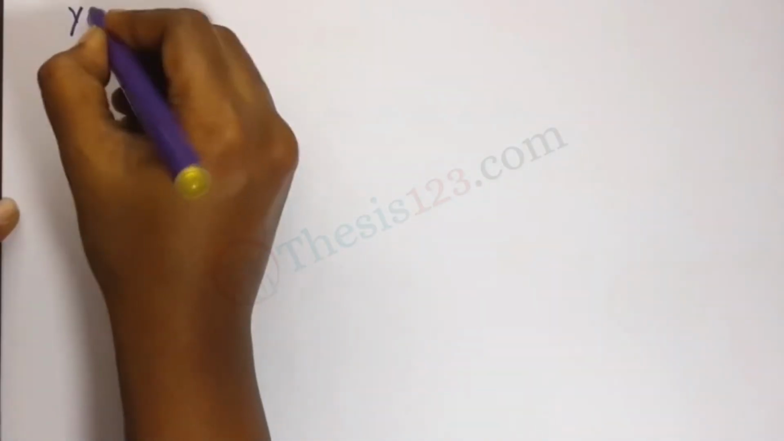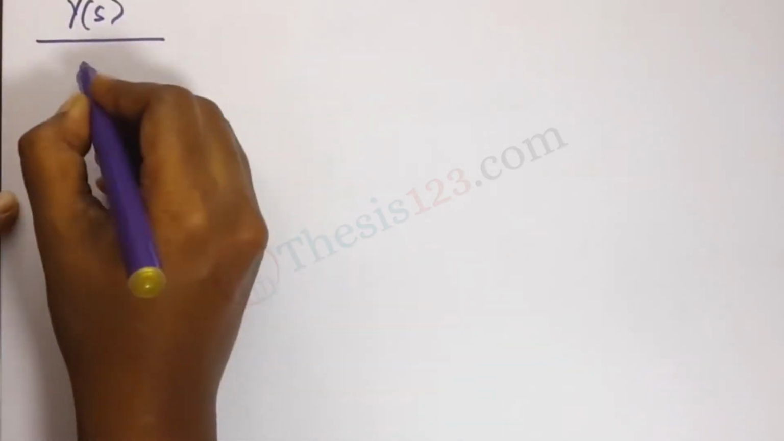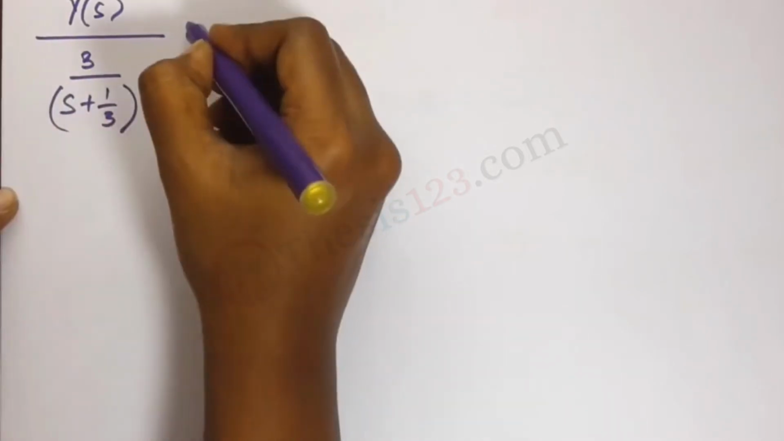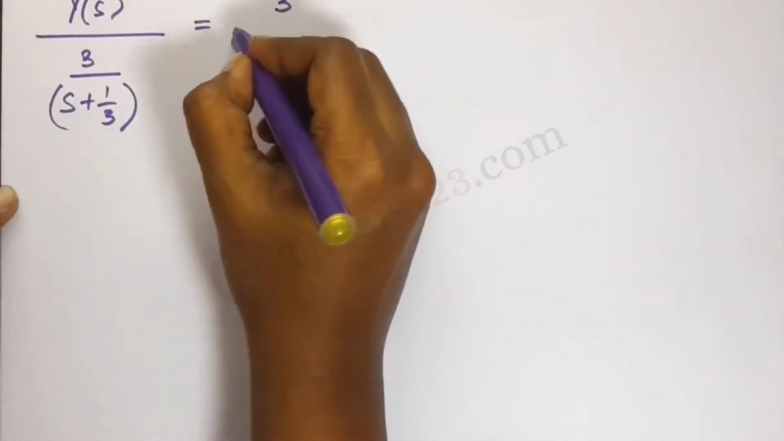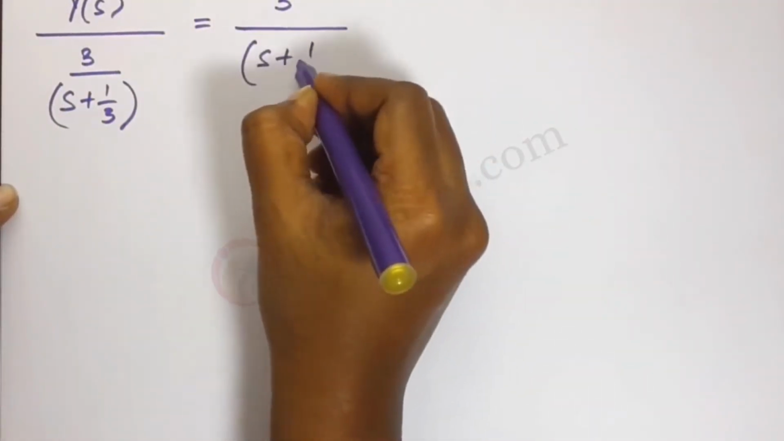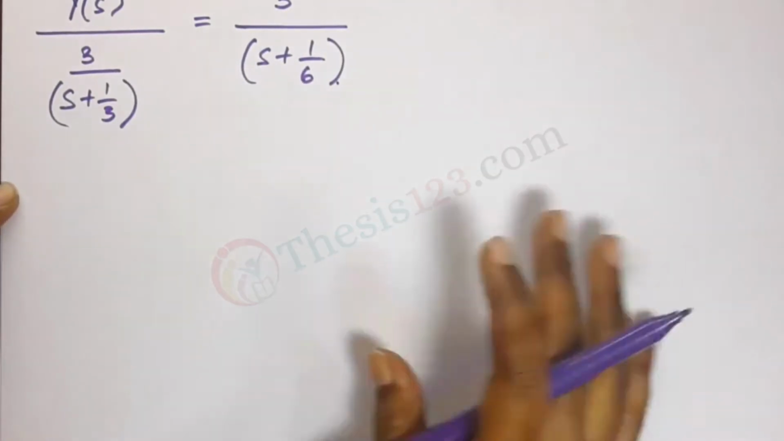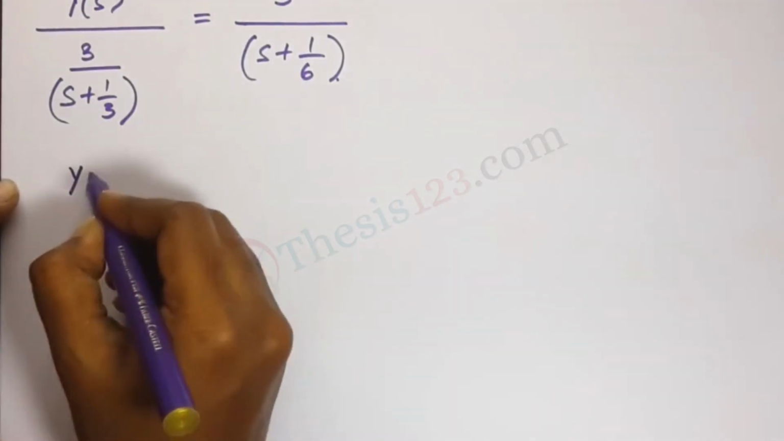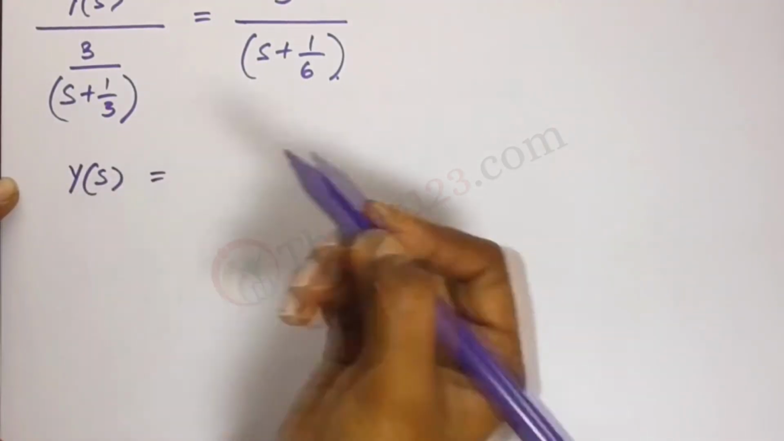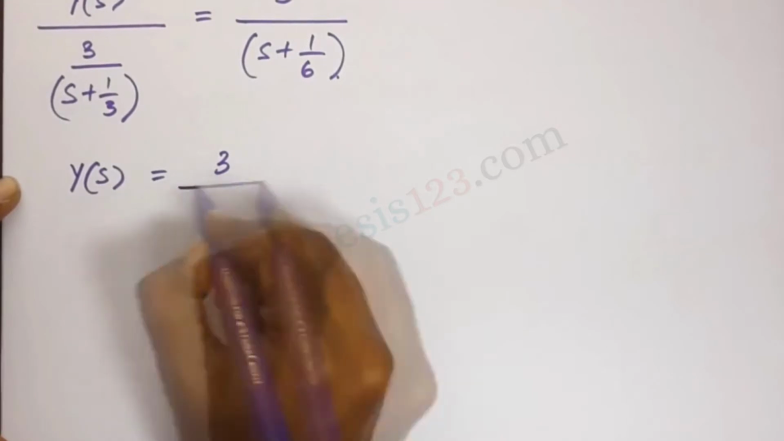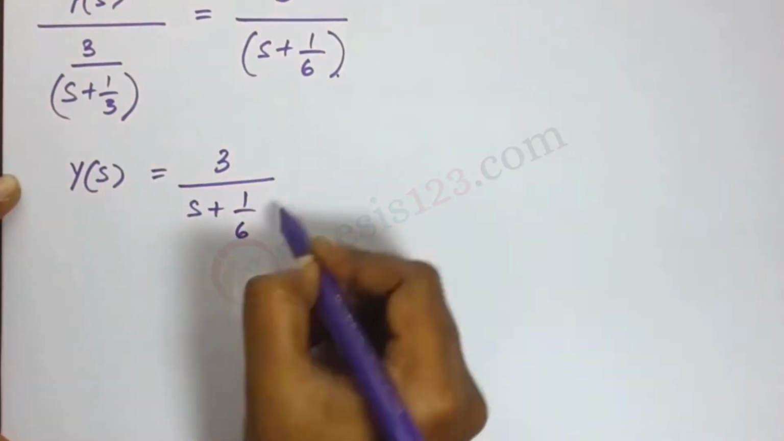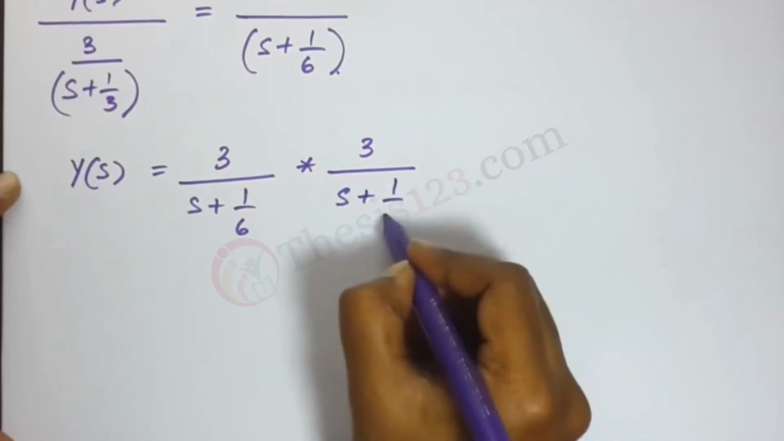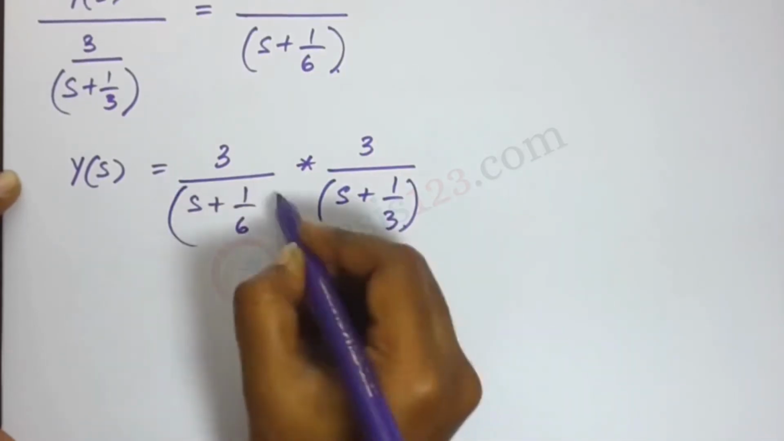Alright, so we have y of s divided by 3 by s plus 1 by 3 is equal to 3 divided by s plus 1 by 6. We are now going to take this term to the other side, and we get the expression for y of s: 3 by s plus 1 by 6 into 3 by s plus 1 by 3.